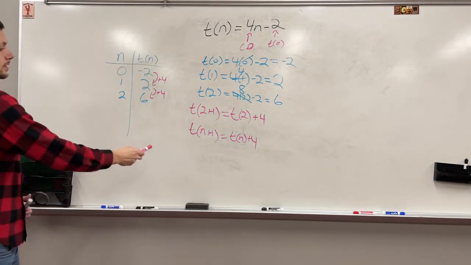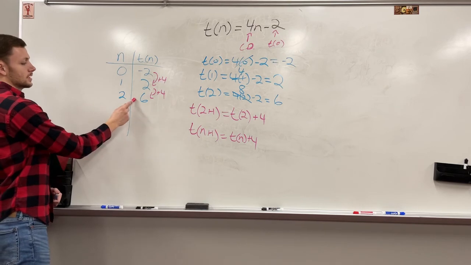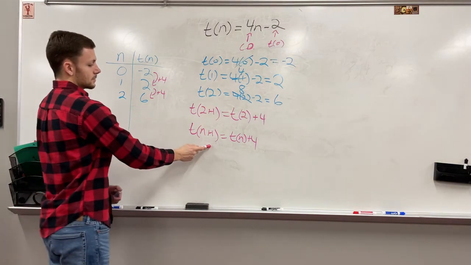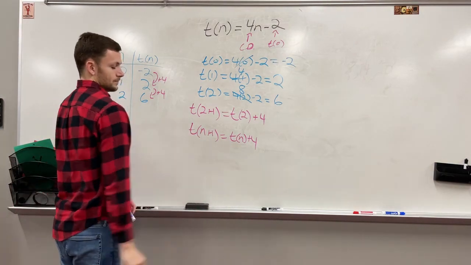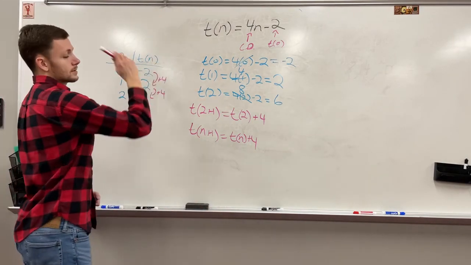So writing the recursive equation for my sequence, I know that the next term is going to equal 6 plus 4. The next term equals the previous term plus 4. And now I have my recursive equation for the explicit equation I was given.